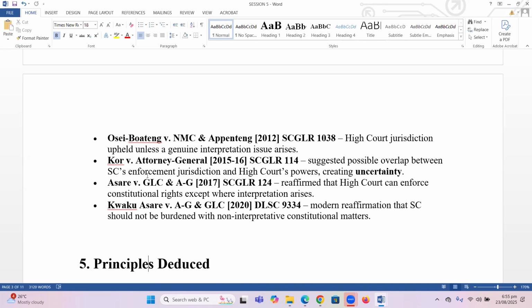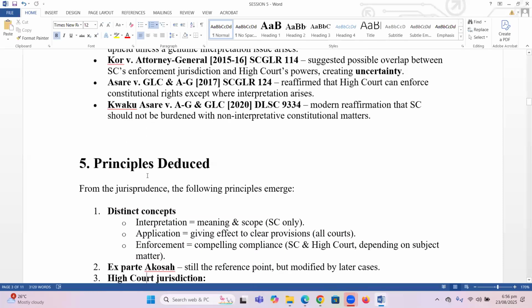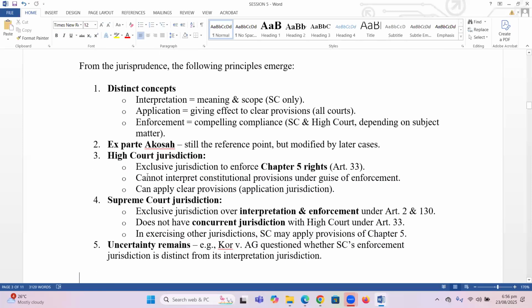Then we also have the Asari against the Attorney General Legal Counsel, which also explain concern that the Supreme Court should not be burdened with non-interpretive constitutional matters. So from the myriad of cases going, we can extract the following principles.